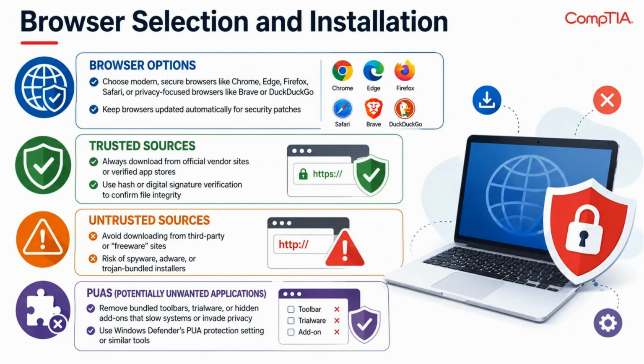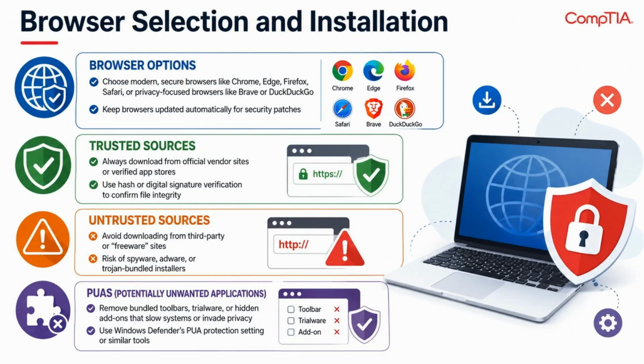Always download from official vendor sites or verified app stores, using hash or digital signature verification to confirm file integrity. Avoid third-party or freeware sites, which carry the risk of spyware, adware, or Trojan-bundled installers. Watch for potentially unwanted applications too, bundled toolbars, trialware, or hidden add-ons, and remove them using Windows Defender's PUA protection setting or similar tools.